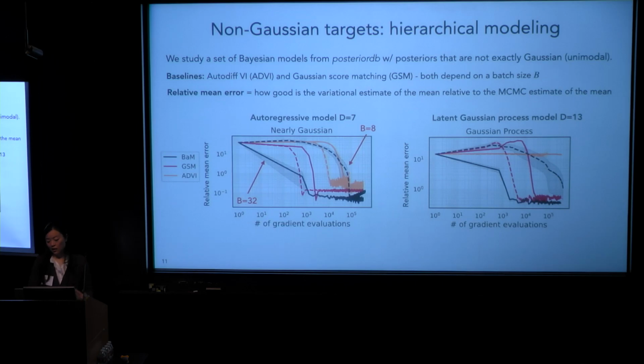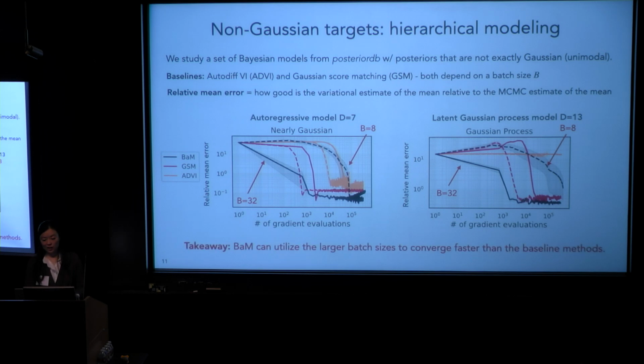And the second one is just a latent Gaussian process model that is very similar to the model I'm using for the materials problem. And again, we see the same sort of behavior: BAM can utilize these larger batch sizes to converge faster than the baseline methods.